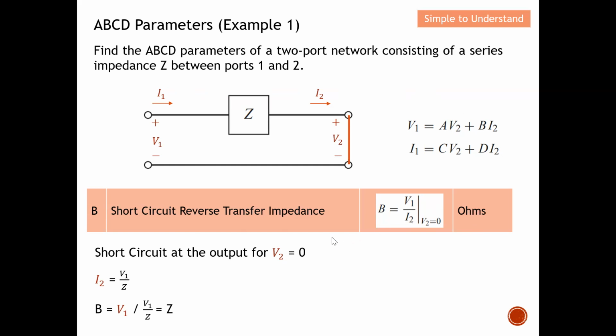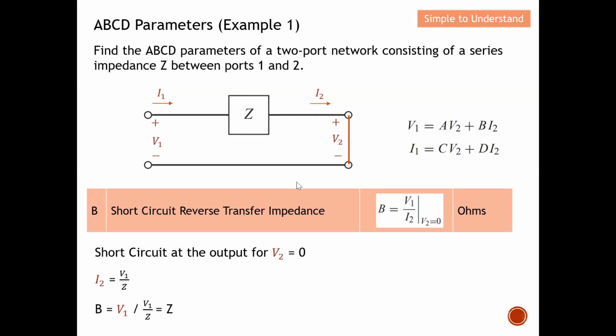Next, how can I actually make V2 equal to 0? If I want to make V2 equal to 0, I need to do a short circuit. When I have a short circuit, which means a wire is connected over here, there won't be any voltage drop, ideally. So V2 is equal to 0. Therefore, I need to short circuit at the output so that I can achieve V2 equals 0.